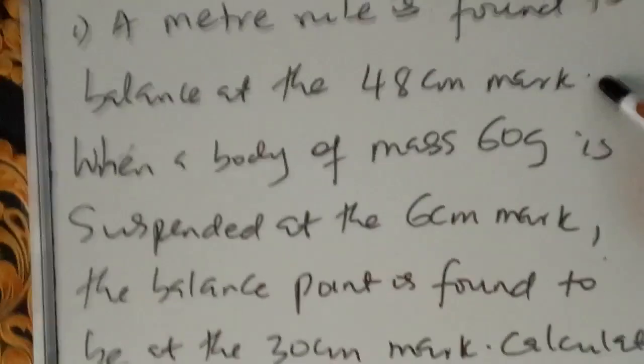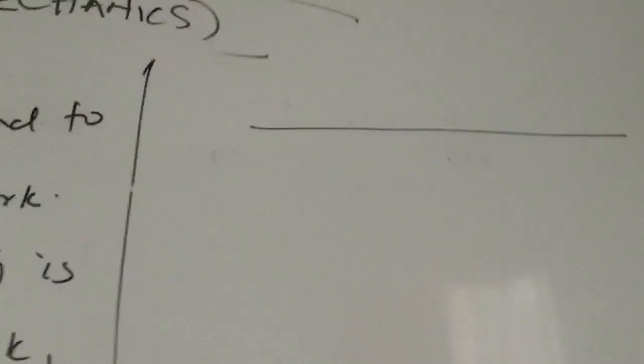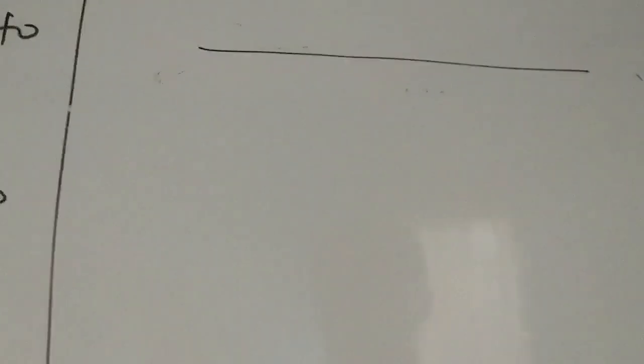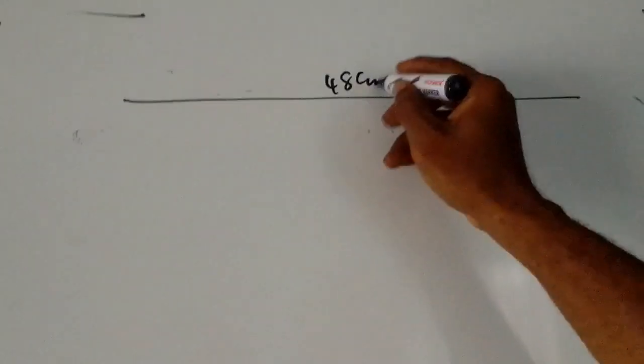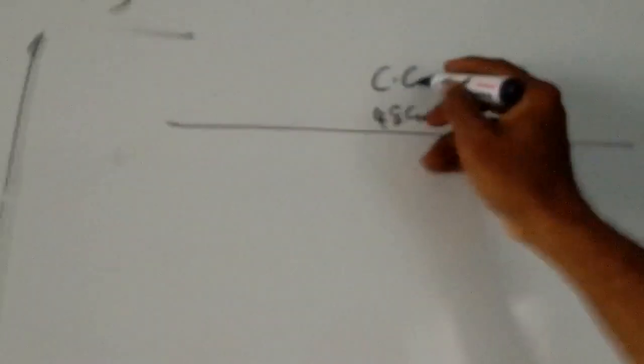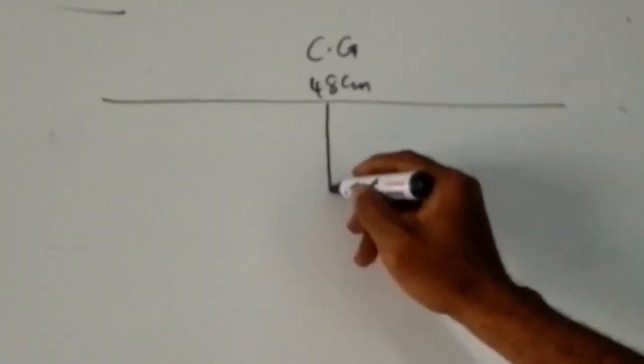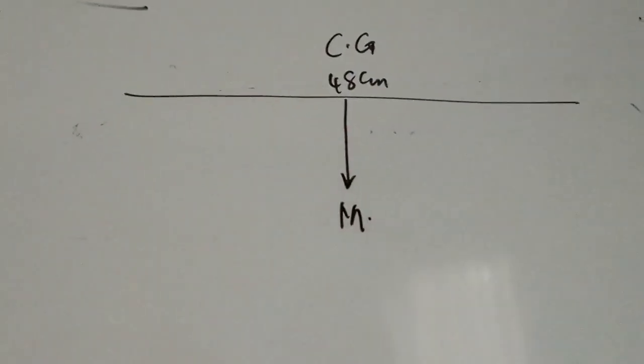The meter rule is found to balance at the 48 cm mark. There is a stop here. And as I told you in my second video on moment, whenever a body balances when there is no load on it, that point is the center of gravity. So they told us that the meter rule balances at the 48 cm mark. That means that 48 cm is the center of gravity, the C of G. So that's the balance point. And it is at this place that the mass of the body will act, or the weight will act.